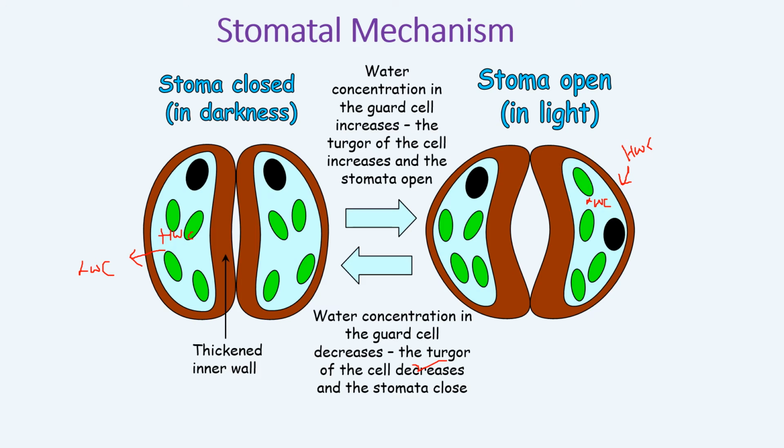So then it will close. So it's like deflating the sausage balloons. If you deflate the sausage balloons, then you should be able to put them closer together. So make sure you understand the stomatal mechanism and how the guard cells control it before you move on.